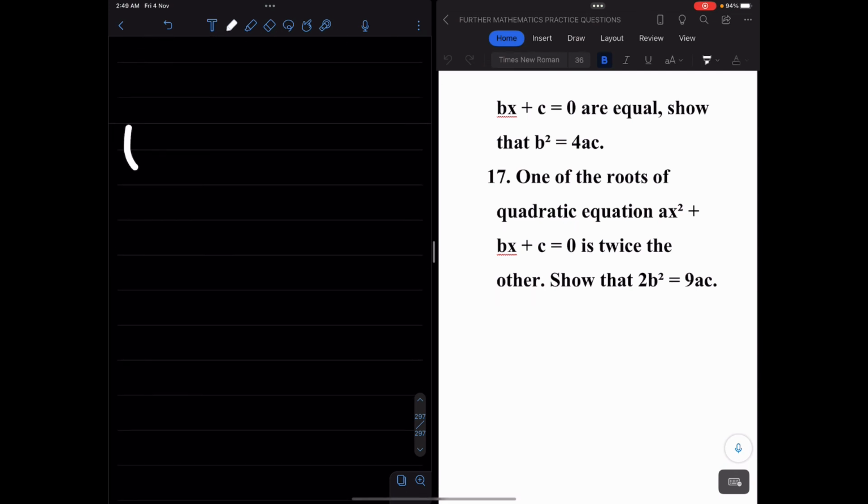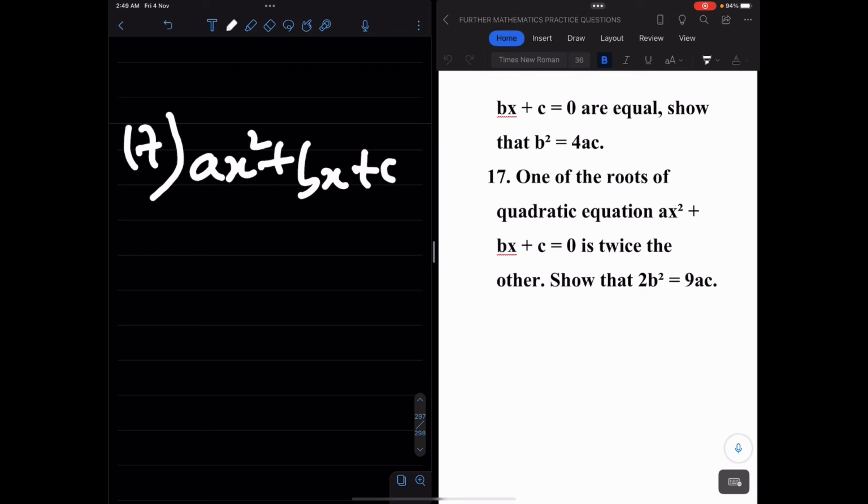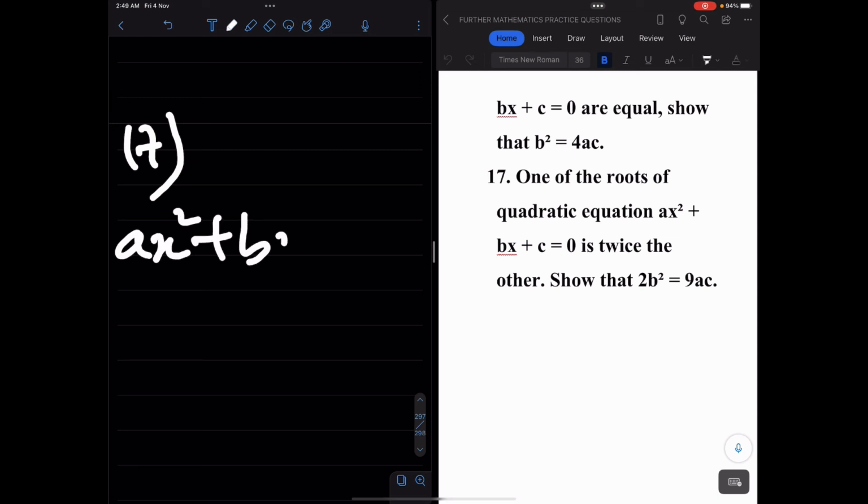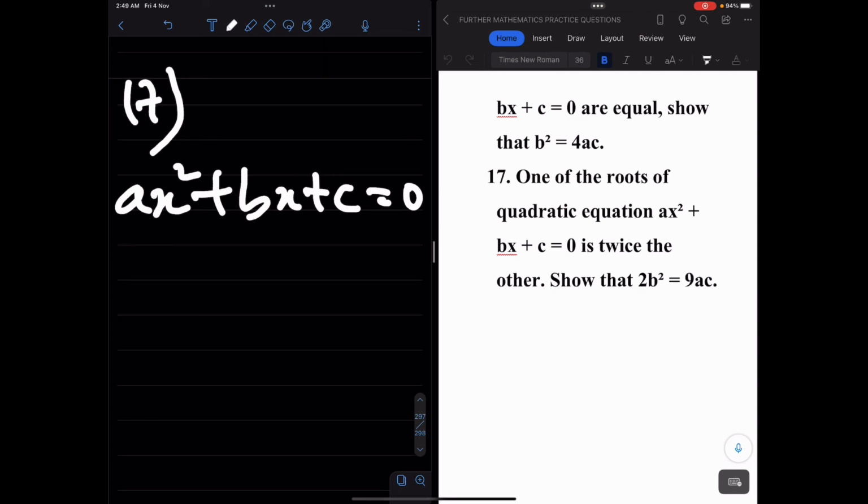All right, we go straight to the next, which is number 17. Number 17: one of the roots of the quadratic equation ax squared plus bx plus c equals 0 is twice the other. Show that 2b squared equals 9ac.